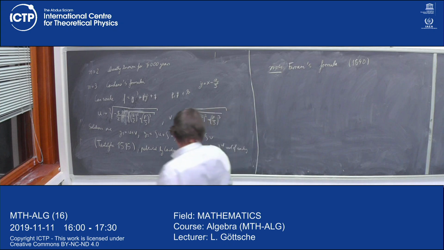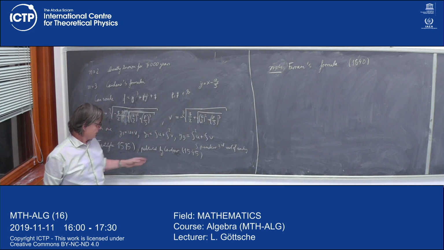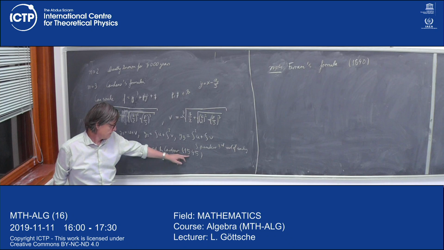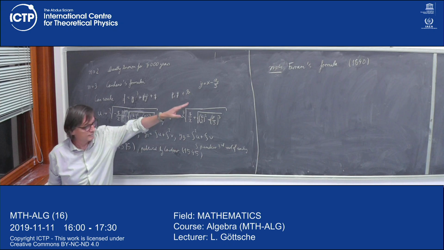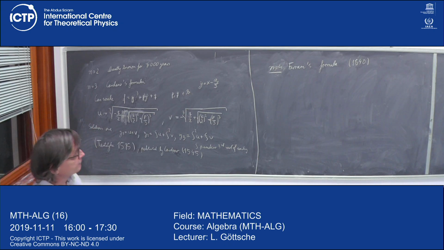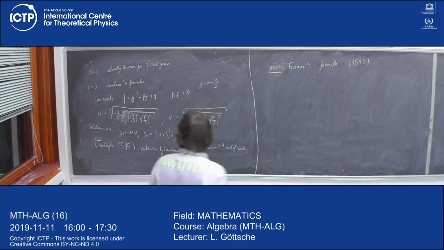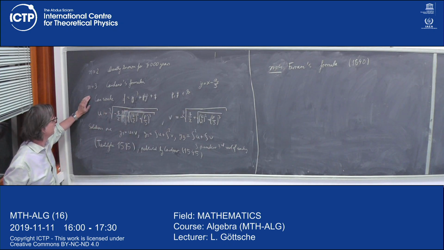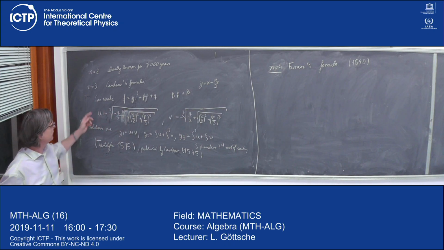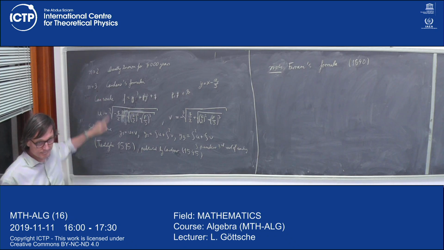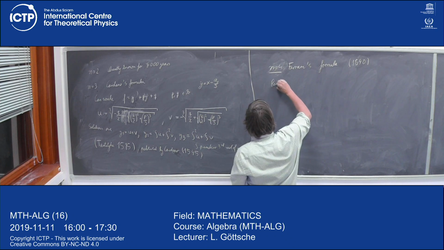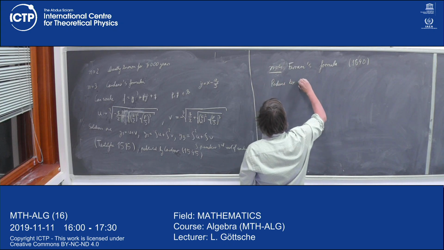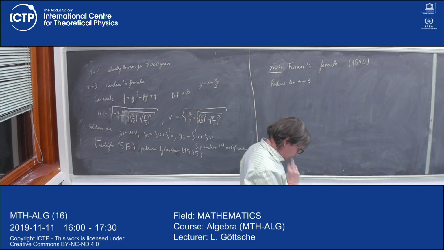and so what Cardano did in his book, he published both Tartaglia's formula and Ferrari's formula. And this is for n equals 4. And somehow, you want to solve the n equals 4 case by reducing to the case n equals 3. And here, I don't know how it was done, so reduce to n equals 3.